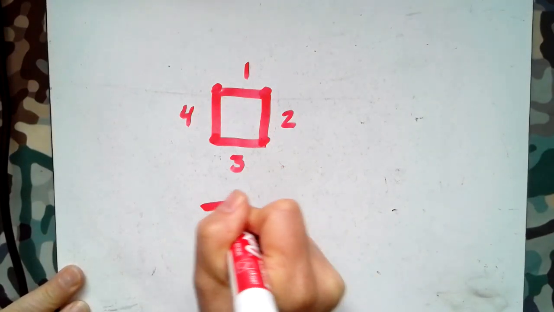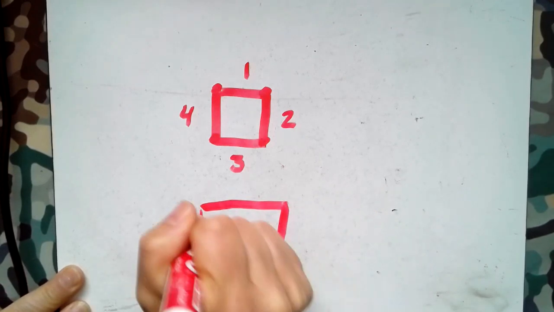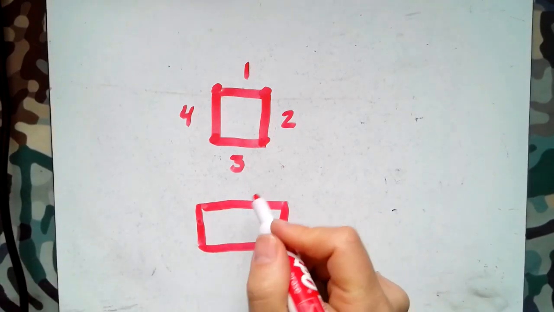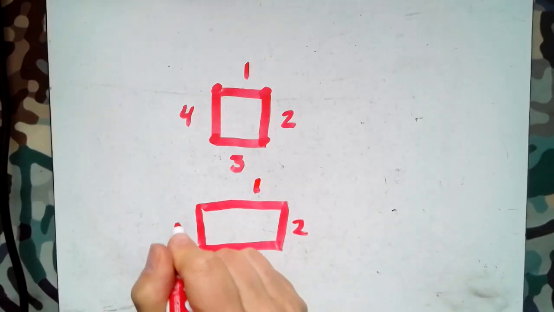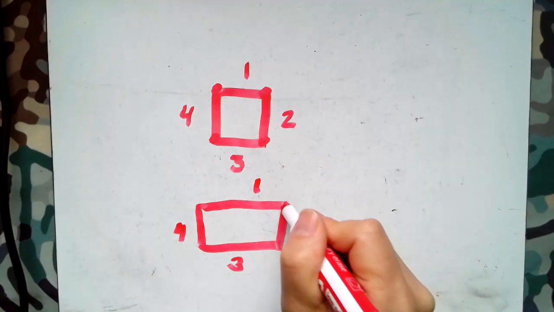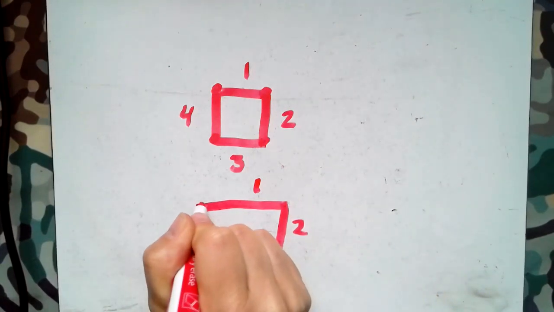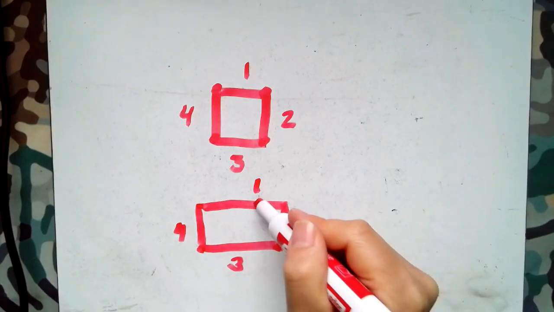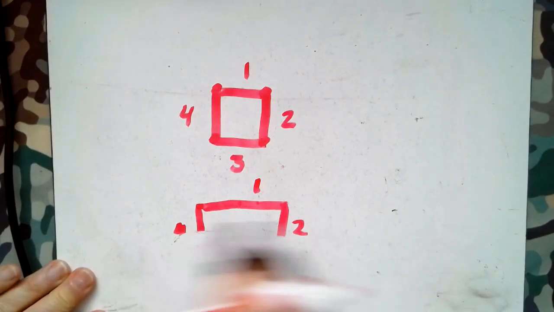Now, rectangles, we know, are closed shapes. They have four sides, 1, 2, 3, 4, and four square corners, 1, 2, 3, 4. For rectangles, the two opposite sides are the same length. So these two sides are the same length, and these two sides are the same length. Let's practice drawing squares and rectangles.